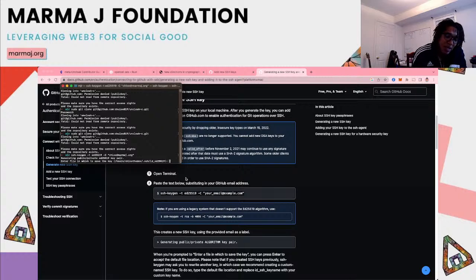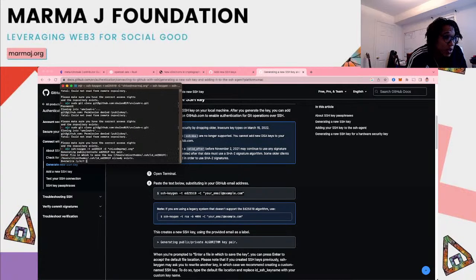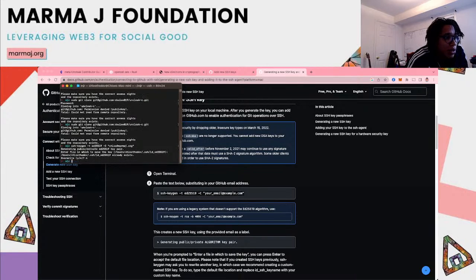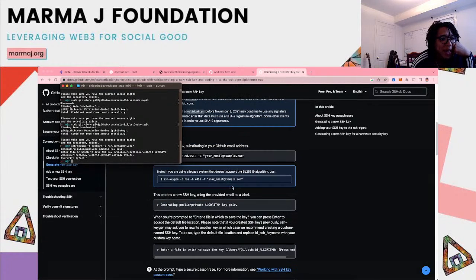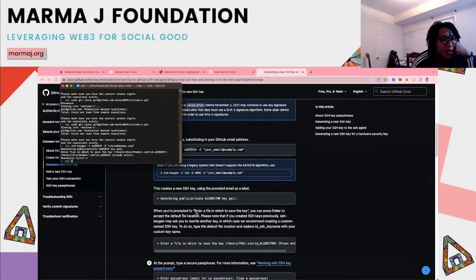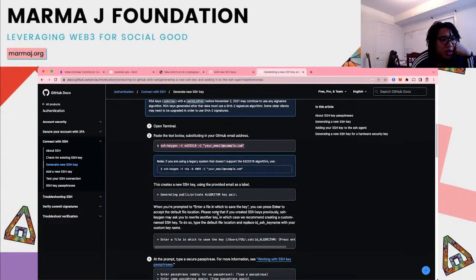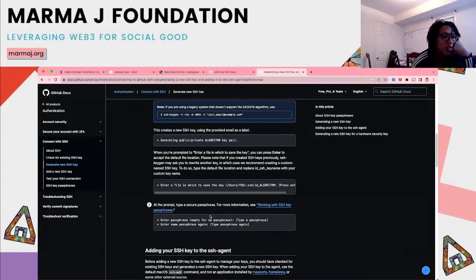Enter the file. Again, I'm just going to hit enter. I'm not going to be fancy. I'm just going to save it where it already is. And it says I already have one. Wait, no. Okay. I probably shouldn't cat my key here. Public private key pair. I think I'm about to share my private key because I can't remember. Yeah, I already have this.